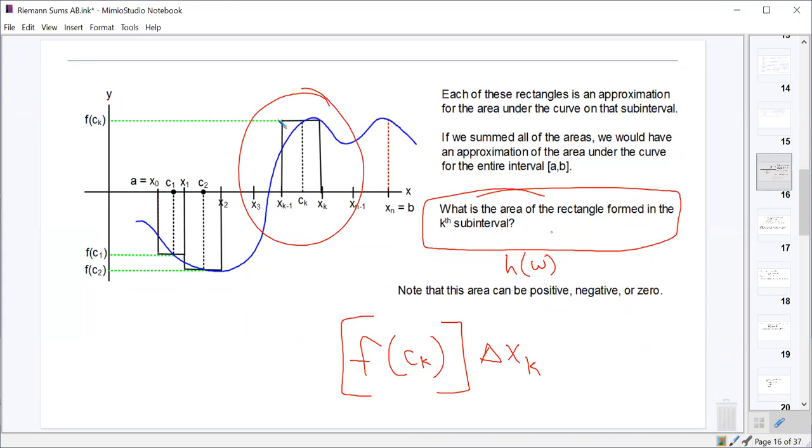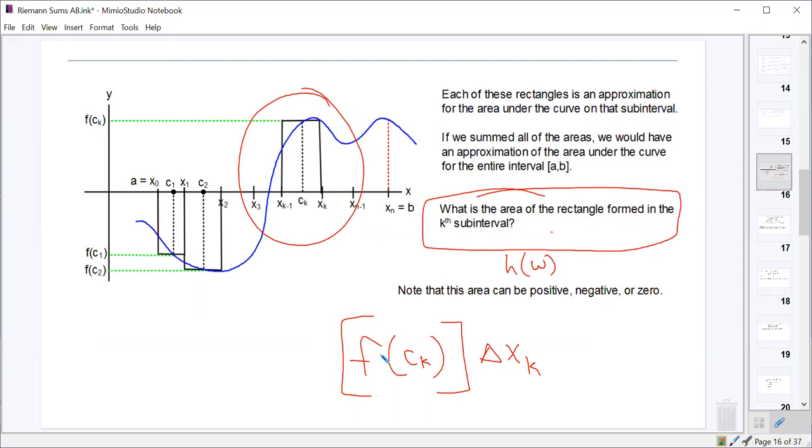Yep. That area could be positive, right? It might be below the x-axis, where we'll talk about it being negative, even though the area itself is not negative, but we'll talk about the value down here being negative. It could be 0 if part of it spans; it might not be an exact rectangle. I might have this weird trapezoidal thing in between there. It might be 0. That's okay too.